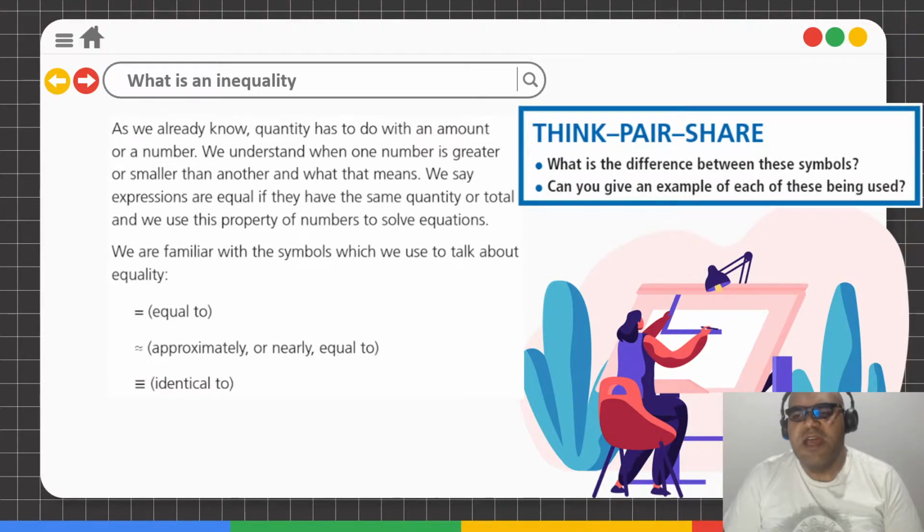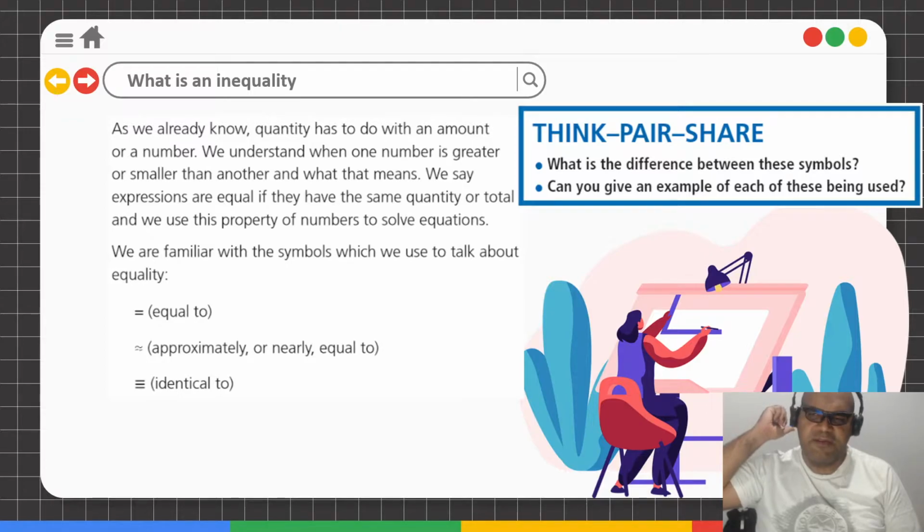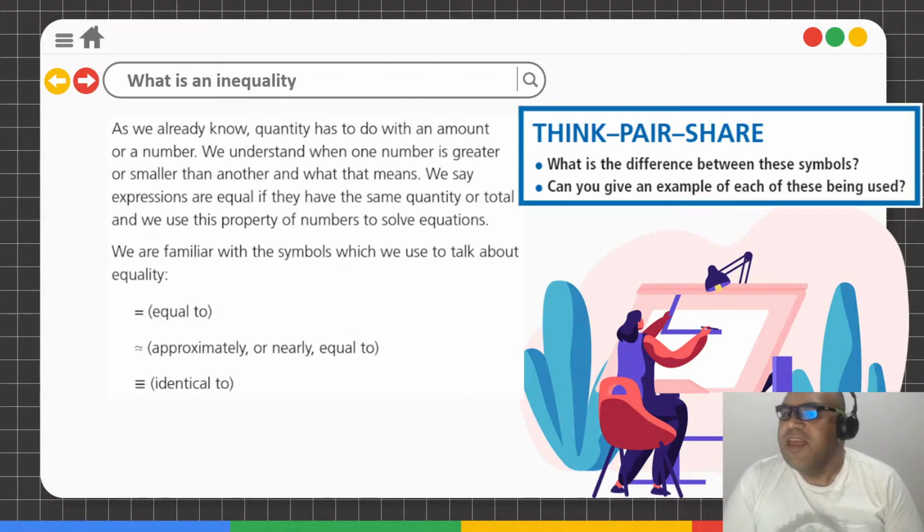Guys, I would like you to think, pair, share again with your peer next to you. If you talked with the neighbor in chair number 2, for example, now try talking with your neighbor behind you. What is the difference between these symbols? What do you think? Equal to, approximately or nearly equal to, and identical to. Can you give an example of each of these being used?